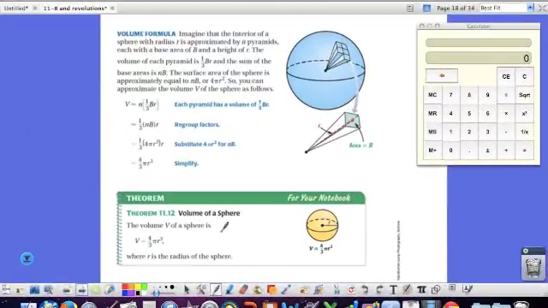Imagine that the interior of a sphere with radius r is approximated by n pyramids, each with a base area of capital B and a height of r. This exercise basically takes you through how to figure out the formula for the volume of a sphere. Okay? So volume is going to equal n times 1/3 capital B r. This is going to take you through this whole formula if you really wanted to. We do not need to justify the formula in this class. We simply need to remember that it's 4/3 pi r cubed, where r is the radius of a sphere, and I also remember cubed because it's volume.